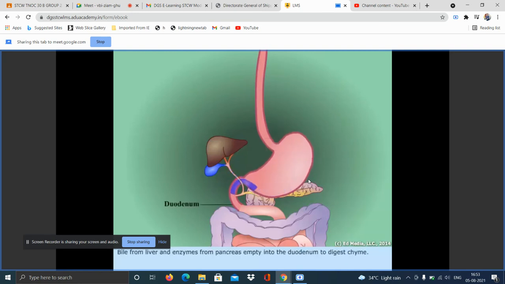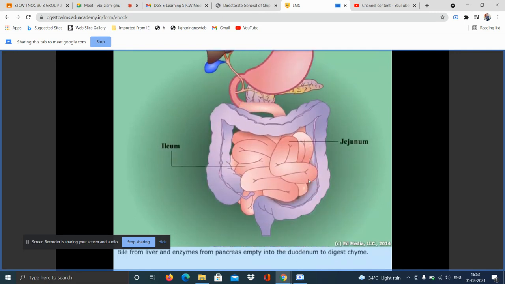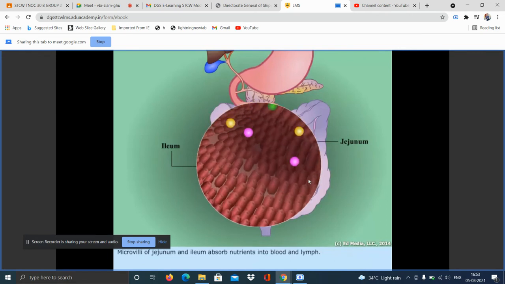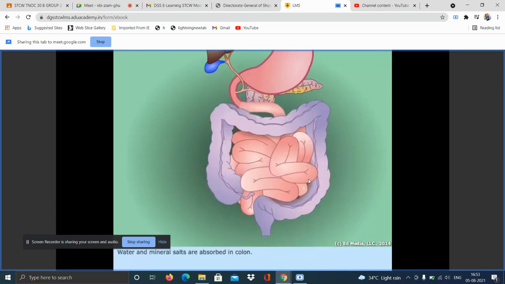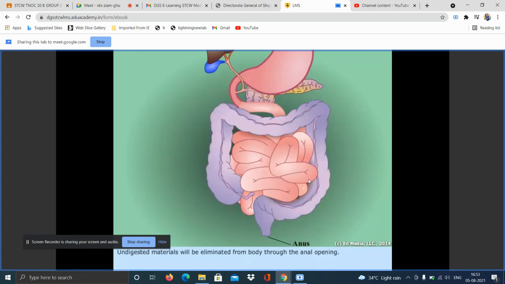Bile from liver and enzymes from pancreas empty into duodenum to digest chyme. Microvilli of jejunum and ileum absorb nutrients into blood and lymph. Water and mineral salts are absorbed in colon. Undigested material will be eliminated from body through the anal opening.